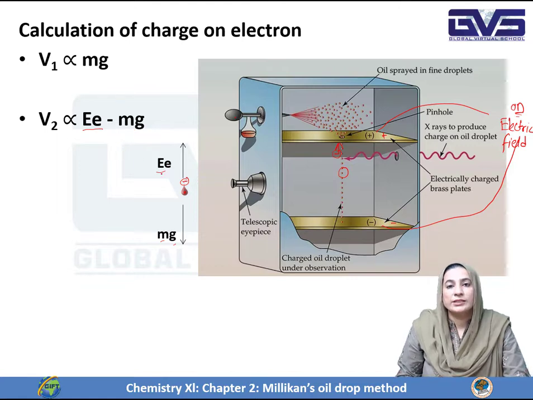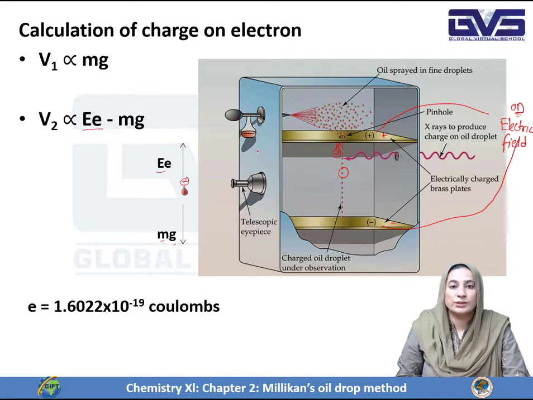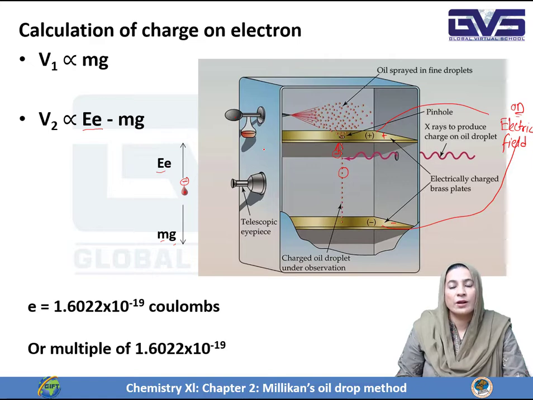So then, dividing these two velocities, Millikan calculated the charge on the electron. That was 1.602 × 10^-19 coulombs. And every time it was this minimum value, 1.602 × 10^-19, or a multiple of it. Multiple means it was double this charge or triple this charge.